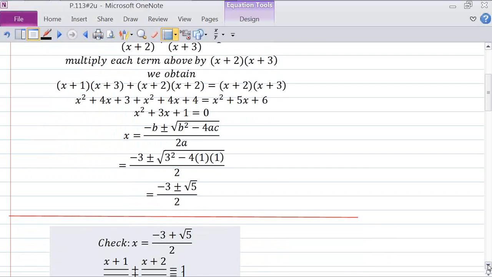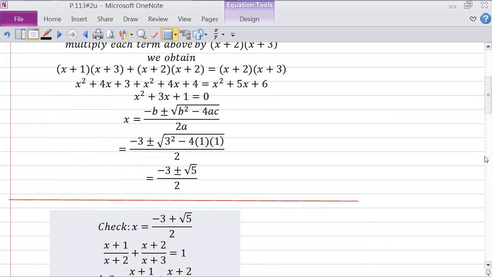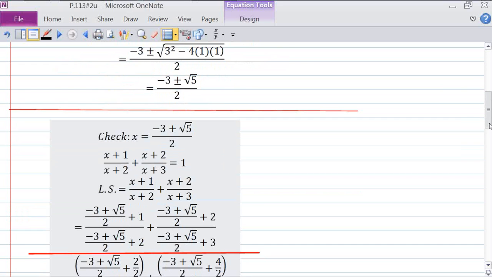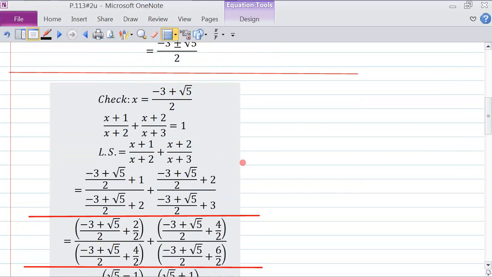Now, in order to check this, this is a little more complicated. So you can see that I'm going to put x equals minus 3 plus root 5 over 2 into this right here. I'm going to start with the left side.